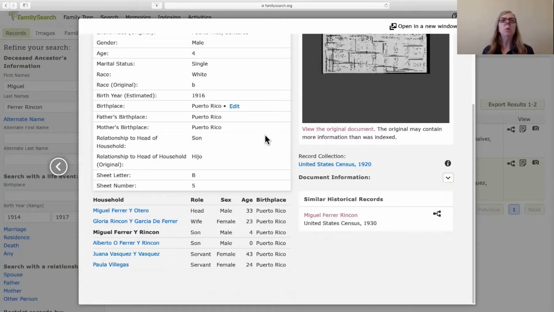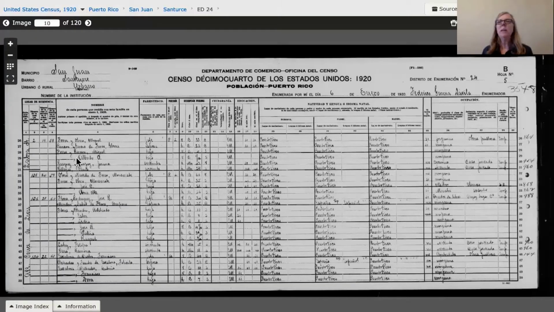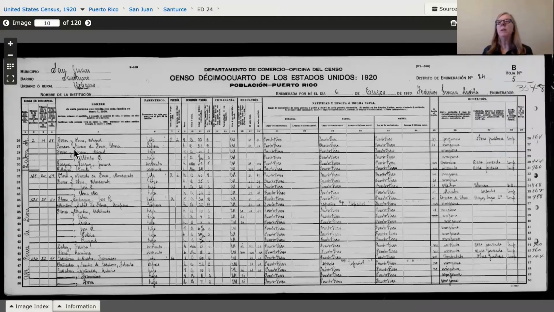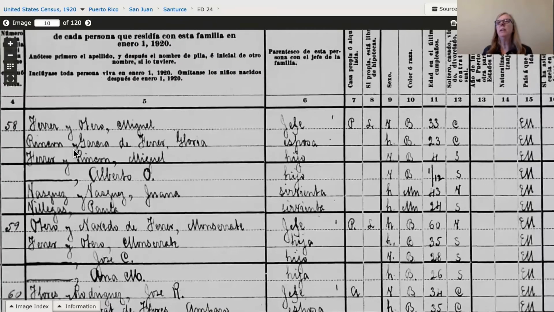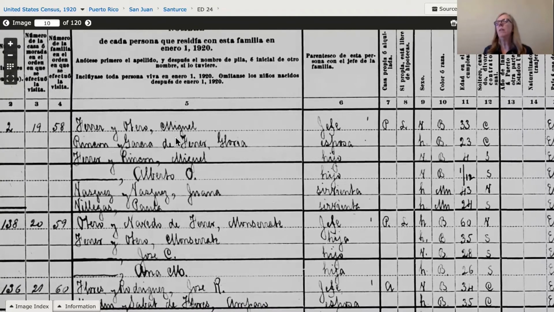Now, it's always important to look at the image. So let's take a look at the image here. So here's my image, and the Ferrer family is up here at the top of the page. So let's zoom in a little bit, take a look at it. So we have Miguel Ferrer y Otero, jefe, meaning he's the head of the household. And then we have his esposa, his wife, Gloria Rincon y Garcia de Ferrer. And then we have the two boys, Miguel Ferrer y Rincon and Alberto. And this line is like a ditto mark, meaning that Alberto's last names are the same as Miguel's.